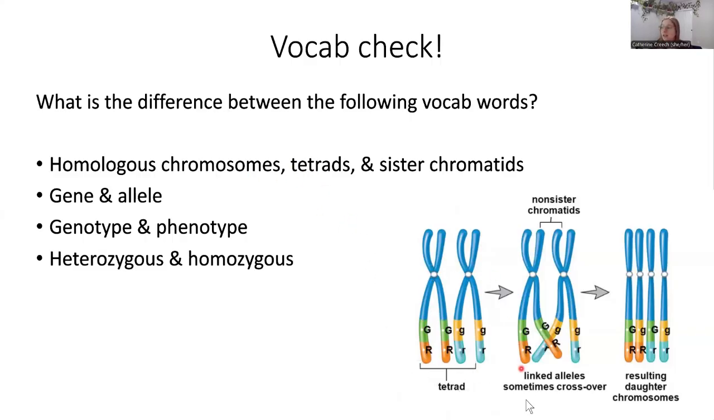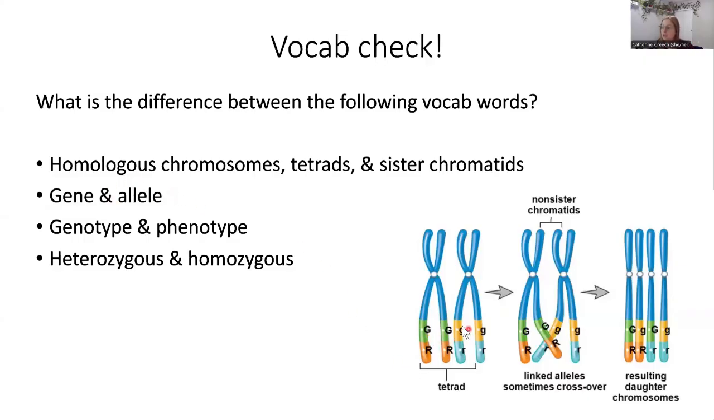A tetrad is when your homologous pairs line up really closely during crossing over and allow that synaptonemal complex to form, and crossing over can swap DNA between your homologous chromosomes. A gene is a piece of DNA that codes for a protein. An allele is a different version of that gene.